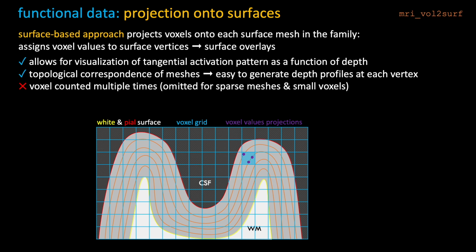What is not good about this method is that the voxels are getting counted multiple times. So unlike in the volume-based approach where each voxel gets a unique depth and is counted once, here each voxel gets projected on multiple surfaces. And as we push for higher and higher resolution of our data, we may also find ourselves in the situation where we have a mesh that is so sparse that we actually miss some of the voxels. That can be, of course, fixed by upsampling the surfaces, but it's just something to watch out for.